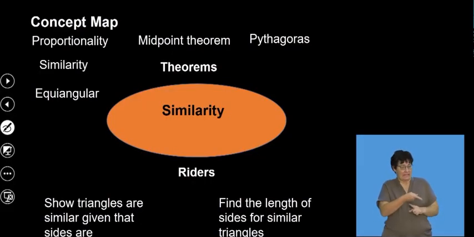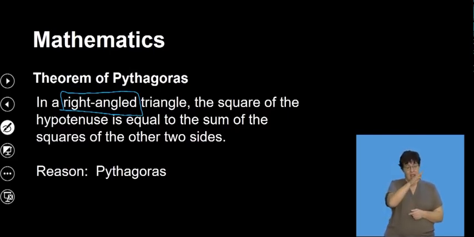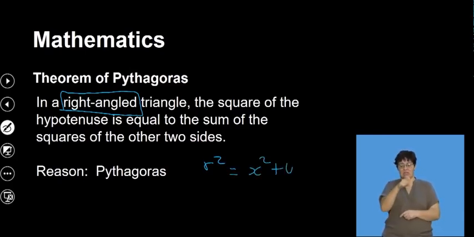So here, this is still our mind map of what we've been looking at so far. Now, the Theorem of Pythagoras, you know that the condition is it must be in a right-angled triangle, right? The square of the hypotenuse is equal to the sum of the squares of the other two sides. And your reason is normally just Pythagoras, right? And mathematically, the hypotenuse we normally call r. So r squared is equal to x squared plus y squared. That's what the Theorem of Pythagoras says, right?